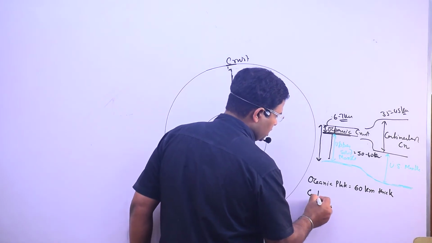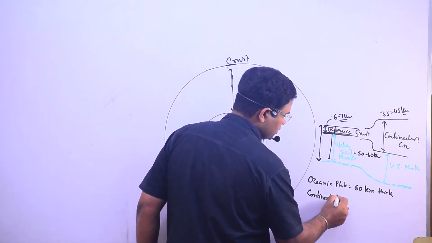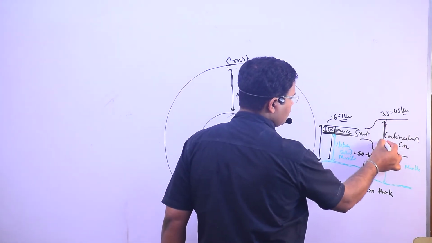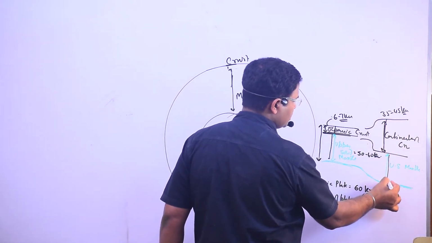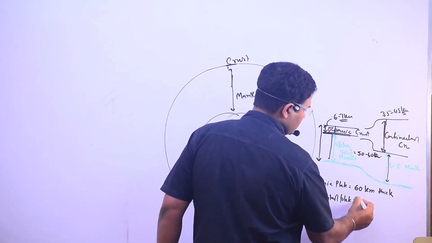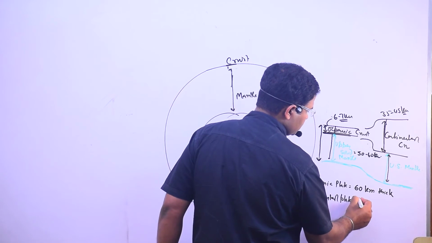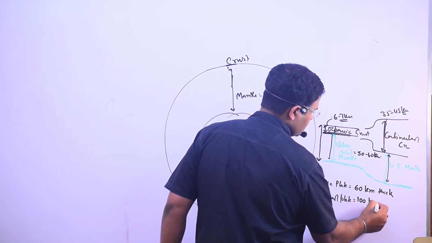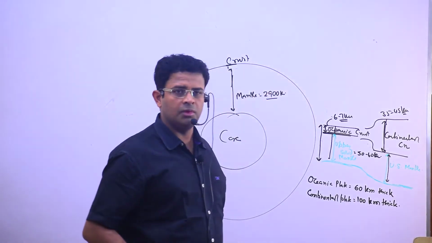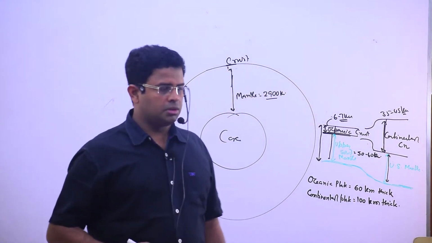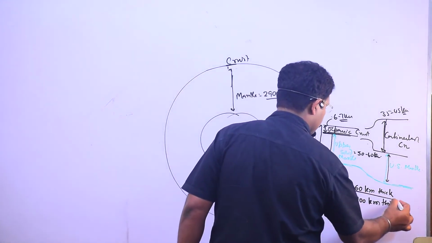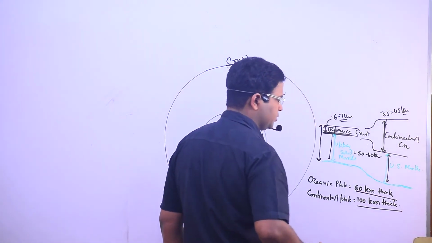And the continental plate, this is 35 to 45 and this is 50 to 60. So the continental plate, which is thicker, becomes around 100 kilometer thick. So the oceanic plate is 60 kilometer thick and the continental plate is 100 kilometer thick.